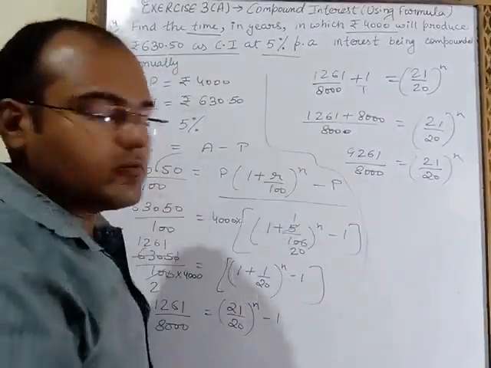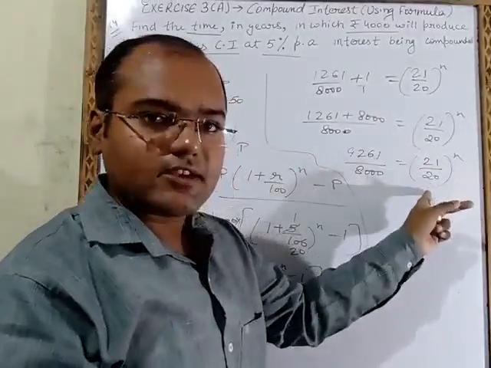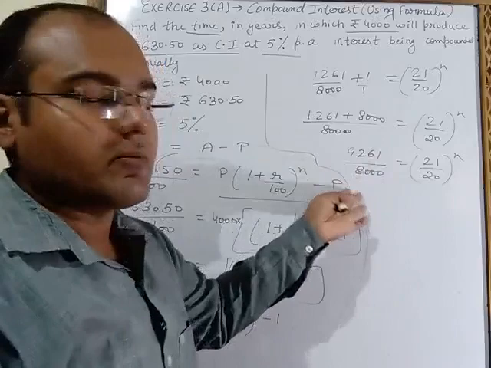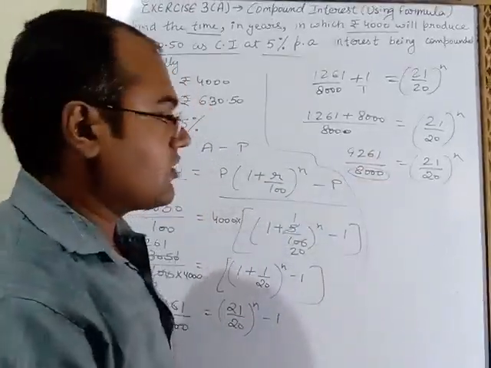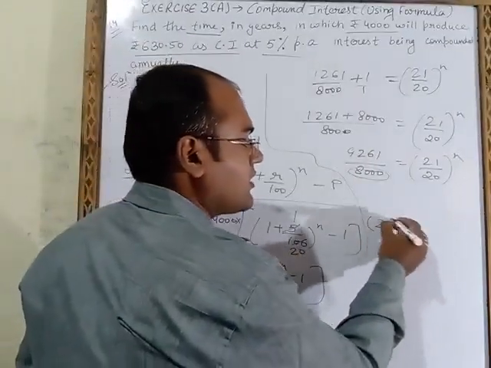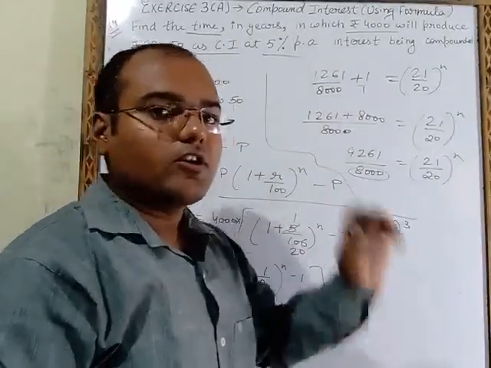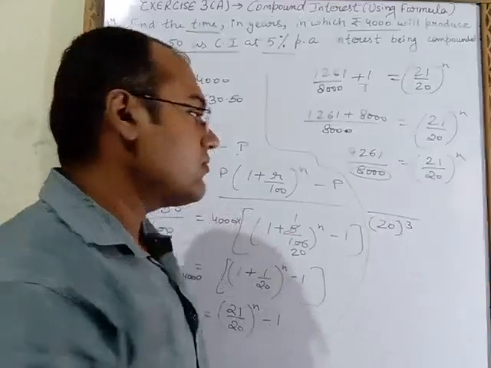Now what you have to do, here in the bracket 21 upon 20 is coming. So here also we will make 21 upon 20. Now how we will make 21 upon 20? This is 8000, and we know that 8000 is the cube of 20. So instead of 8000 we can write this is the cube of 20, and 9261 is also the cube of 21.